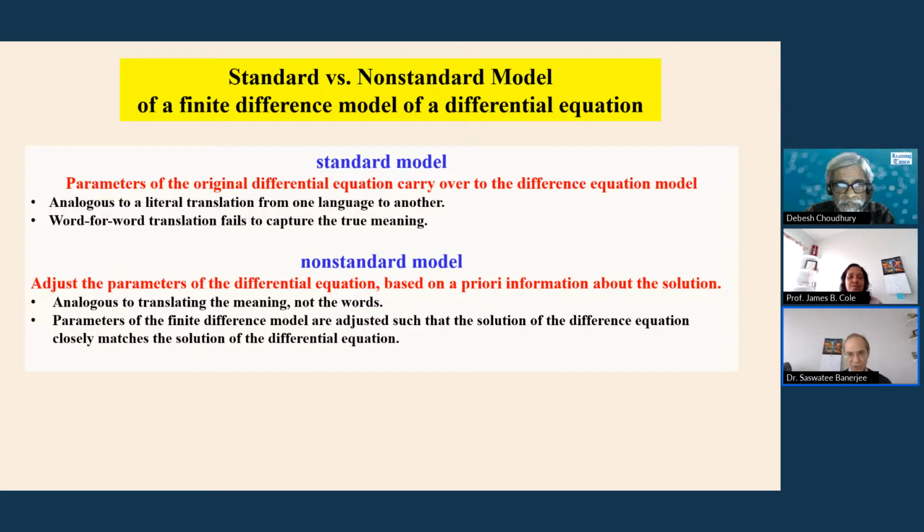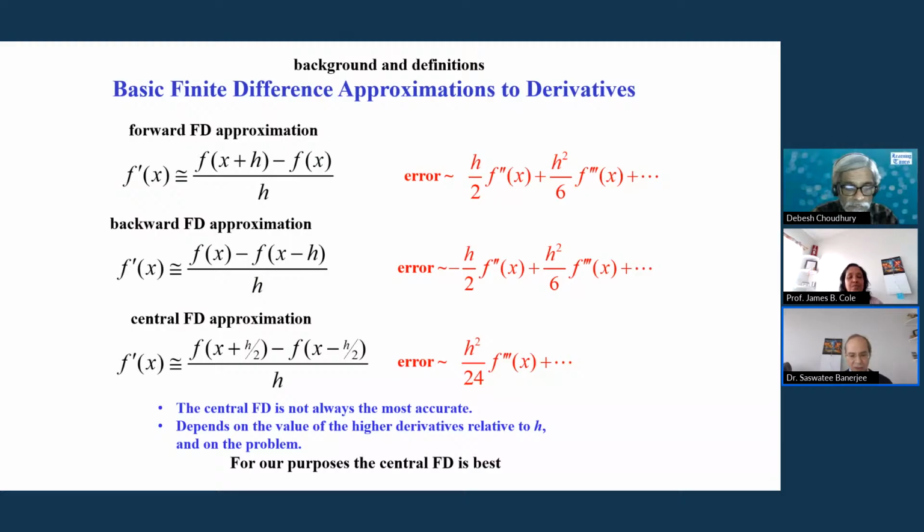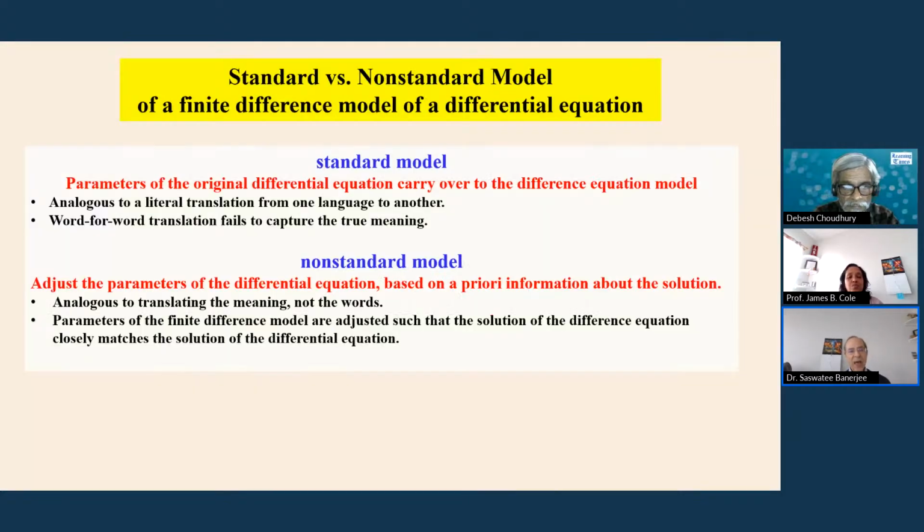But I want to just discuss first in general, what is the difference between a standard model and a non-standard model? In very easy terms, you take the differential equation and you make a model of it using finite differences. And this is analogous to a literal translation of one language to another. We could take English and look in a dictionary and translate word by word to Hindi. But this would most of the time fail to capture the true meaning of the English sentence. The Hindi might be almost meaningless.